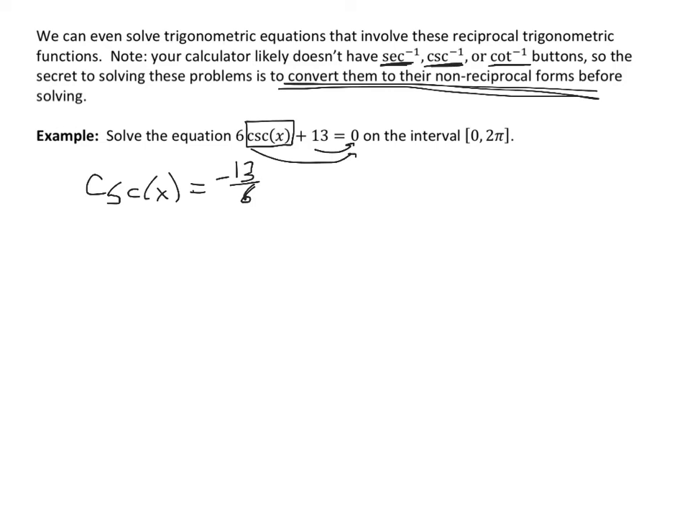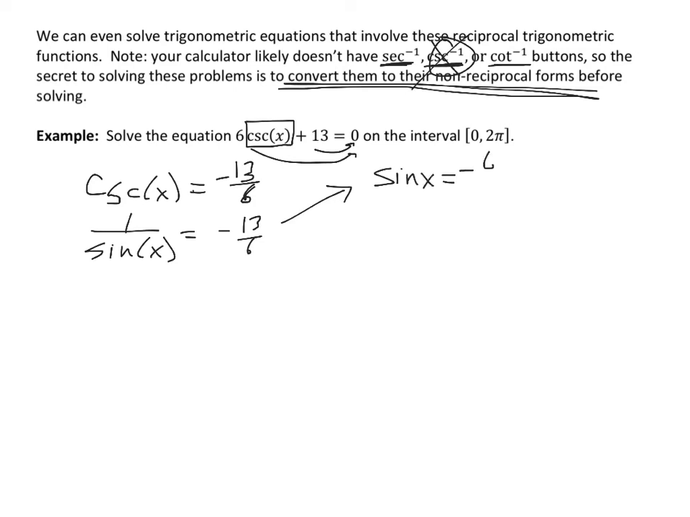Now, I want to solve this thing, but I can't inverse cosecant because my calculator doesn't have that. So what I'm going to do is I'm going to recognize, hey, wait a minute. Cosecant is just the reciprocal of sine. So this means 1 over sine x equals negative 13 over 6. Great, so now all I have to do is say, all right, let's reciprocate both sides.